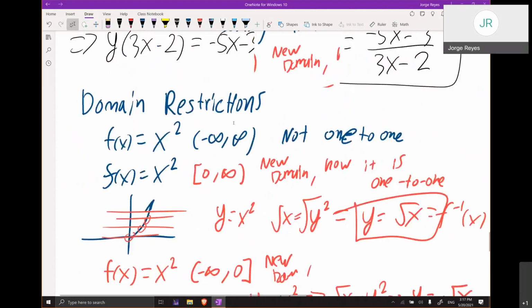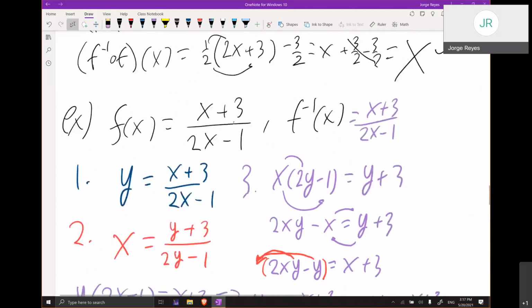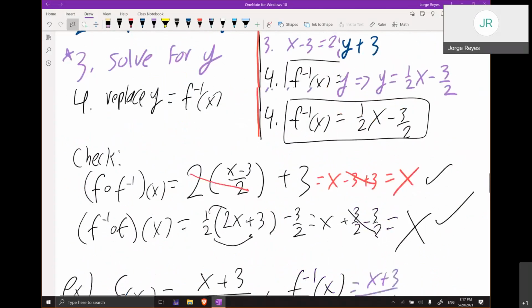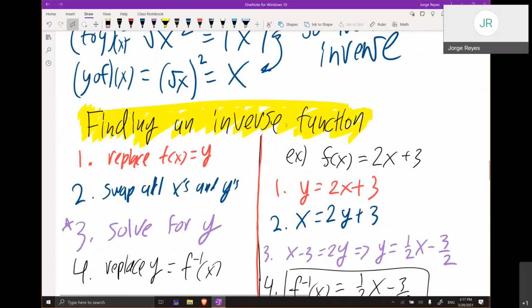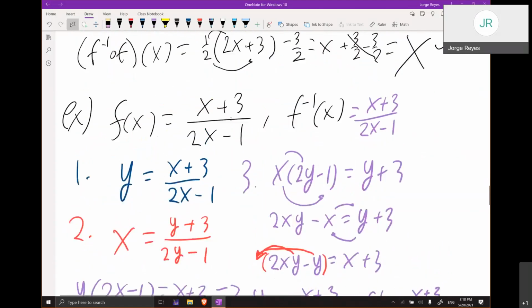All right. But that's it for section 2.7, which actually that means this is it for chapter 2. Okay, so chapter 2 is done. I would say for sure finding inverses, especially of rational things. Okay, this is definitely what you'd want to study from this section.